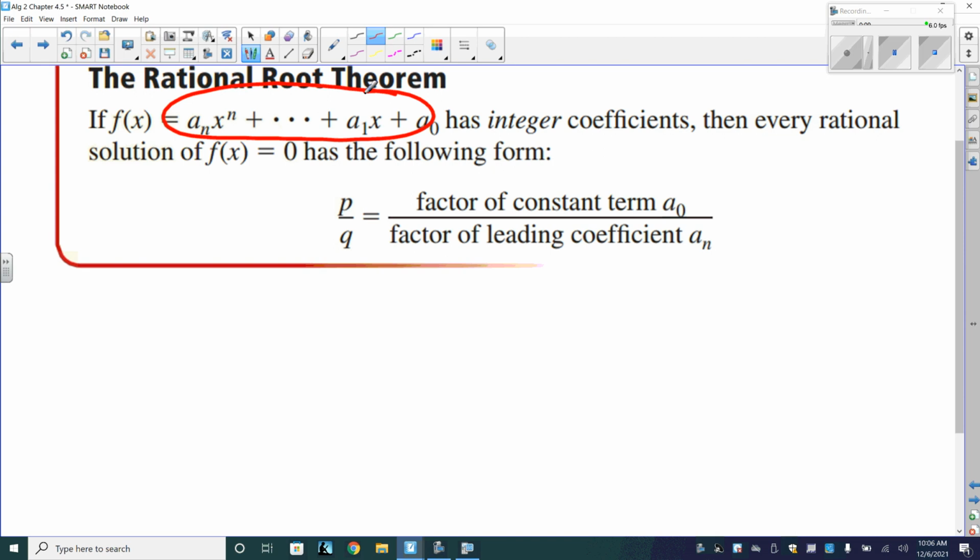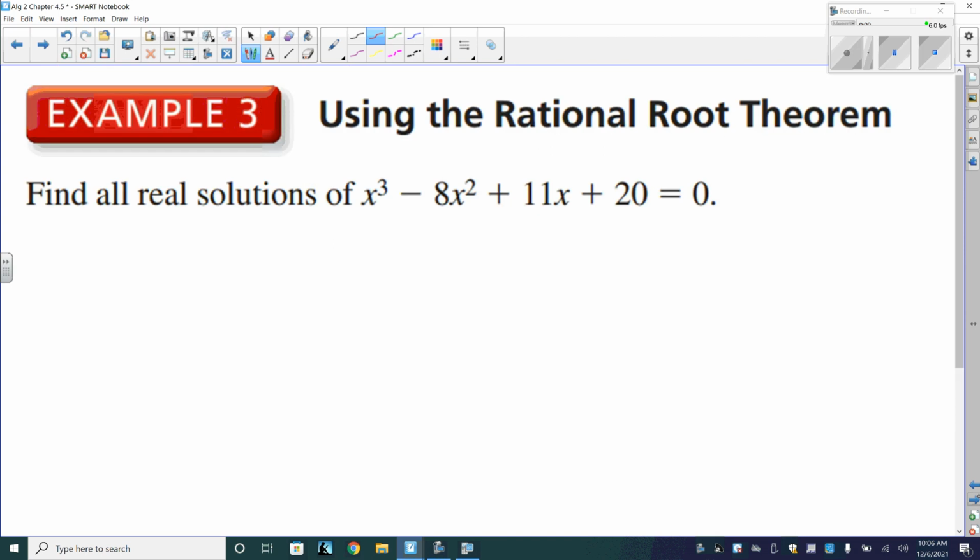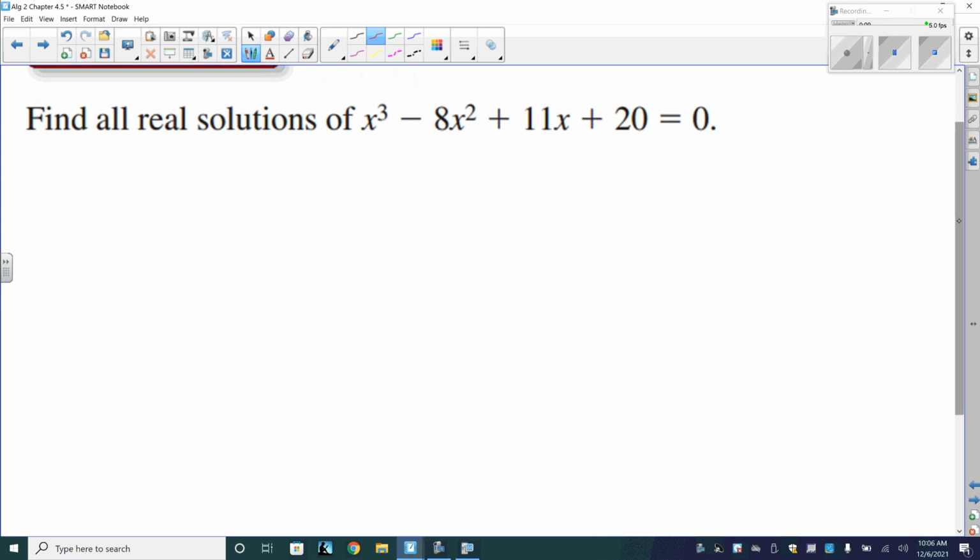This will make a little more sense when we actually look at it. Find all the real solutions for this here. So we're going to find all the rational roots, and then we'll go about actually finding what the actual solutions are. So P is going to be all the factors of the constant term.